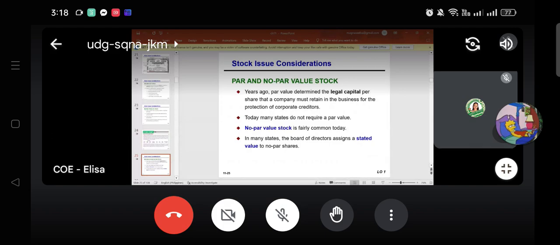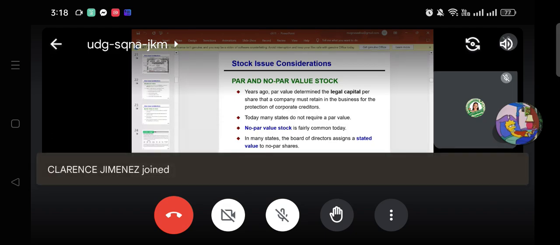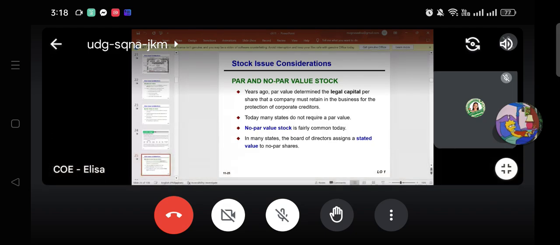Now, par value. When we say par value, it determines the legal capital per share that a company must retain in the business for the protection of corporate creditors. So the authorized number of shares multiplied by your par value sets the legal capital required by SEC to protect the corporate creditors. There are also no-par shares, but if there is no par, the directors may assign a stated value to no-par shares. Okay.